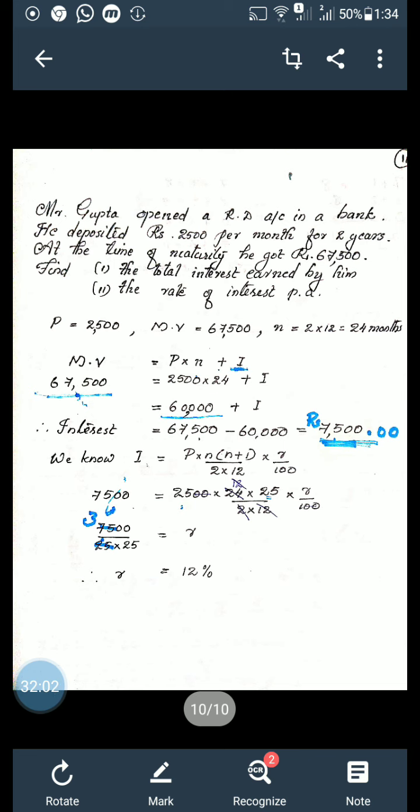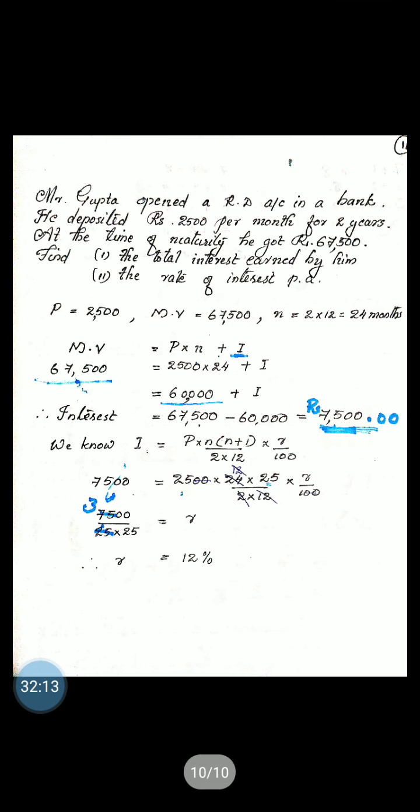The next exercise, I think 2 or 3 questions are board questions, and you have to do those board questions by yourself. Okay.